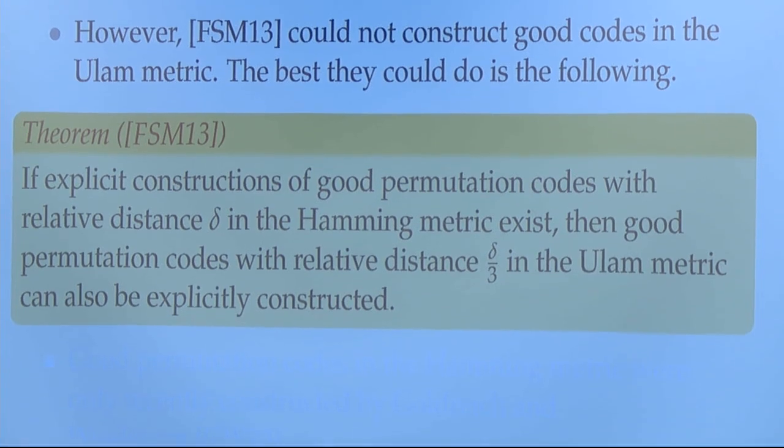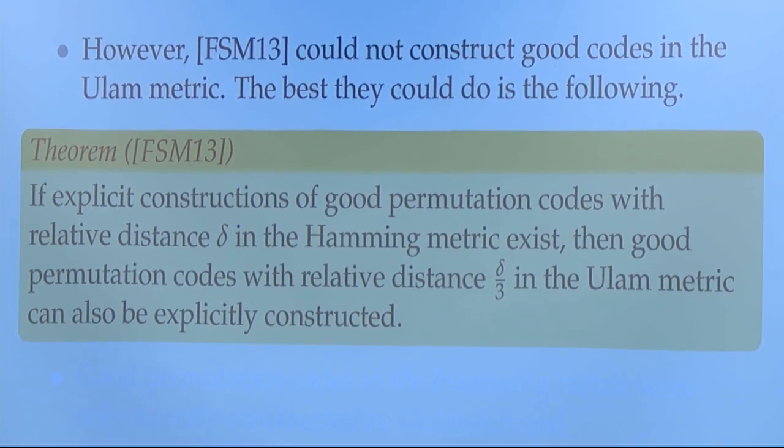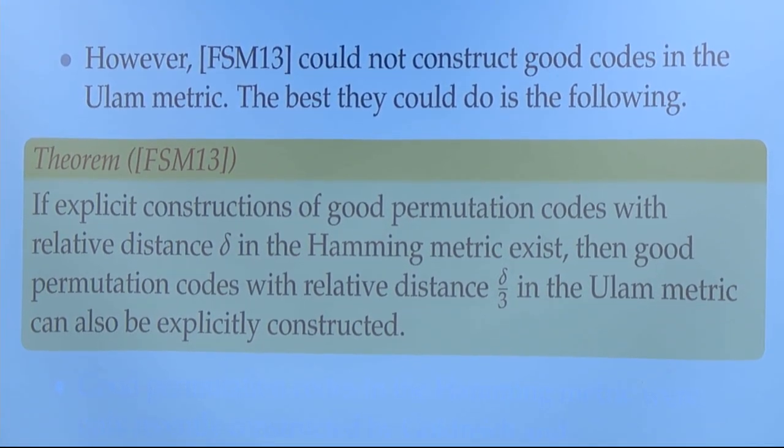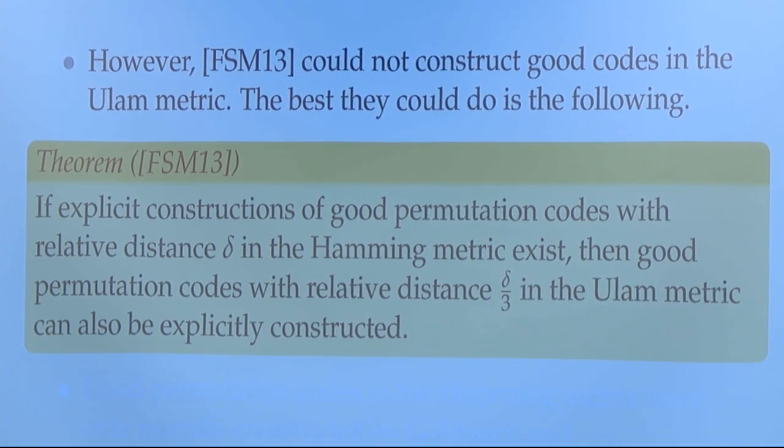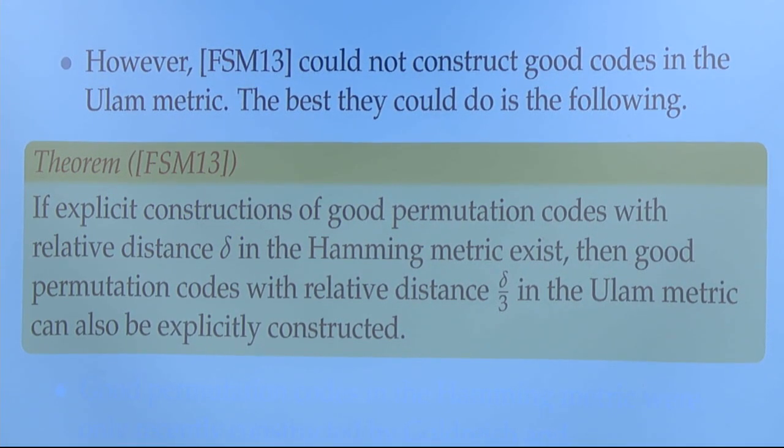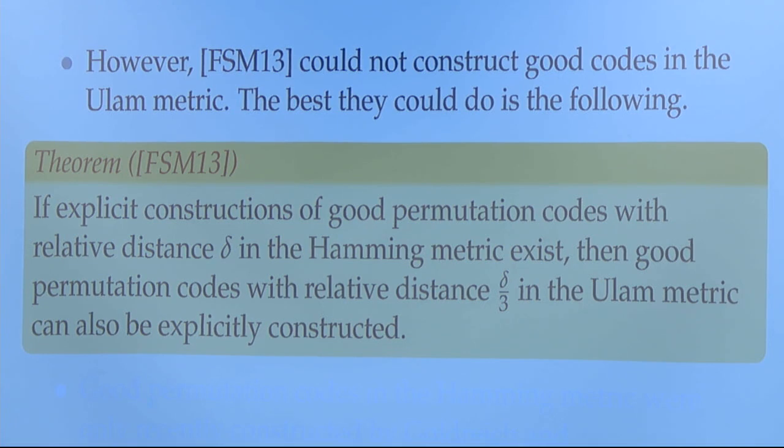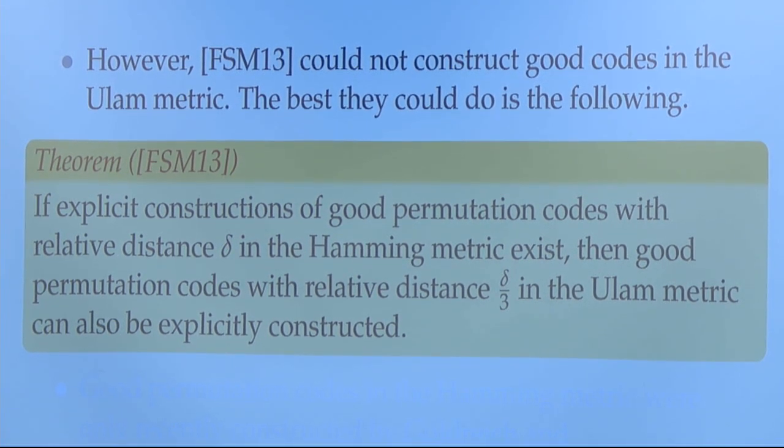So what they proved is this. They showed that, roughly speaking, if you give me good permutation codes in the Hamming metric, I can give you good permutation codes in the Ulam metric. And there is some loss in the distance. So if you start with a code with relative distance delta, what you get out of it is a code with relative distance delta over 3.